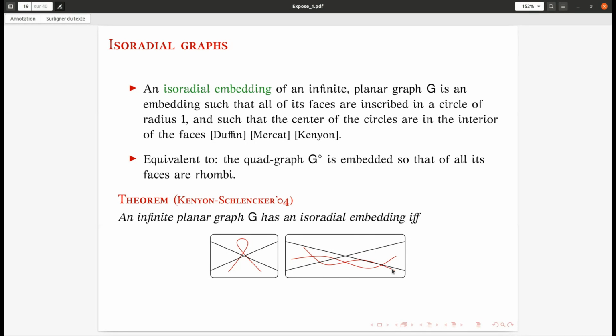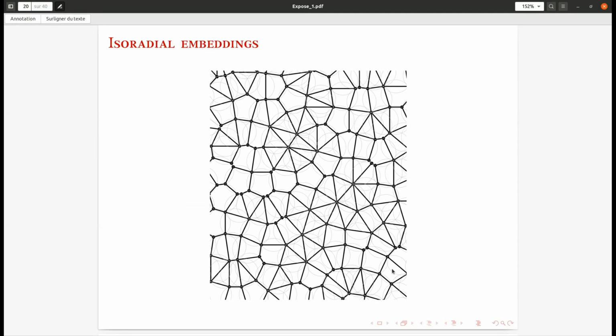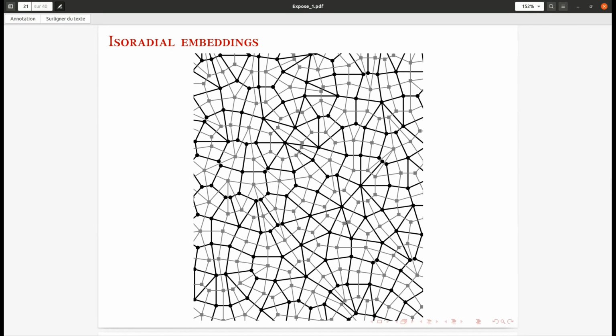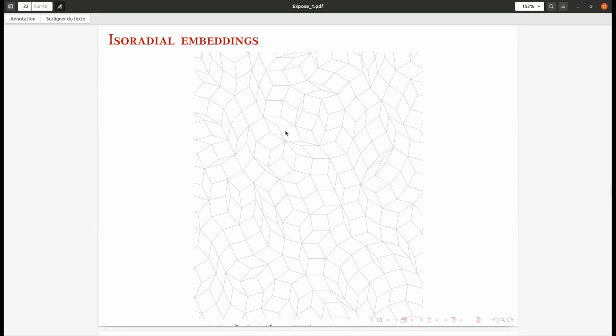Now I will show you first a few pictures. These are simulations done by Cédric. Here you have a graph, and you see that every face is inscribed in a circle of the same radius. So this is an isoradial embedding of a graph. Here is the graph and its dual, and here is the underlying quad graph, with the specific embedding where all quadrangles are rhombi, corresponding to the other graph.